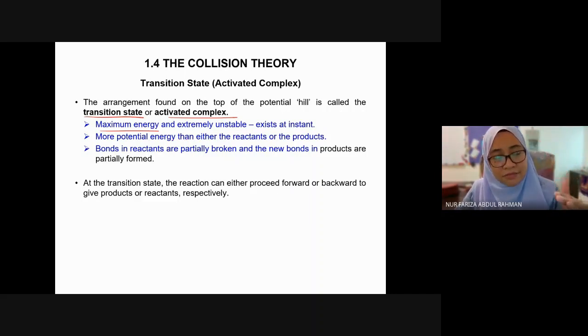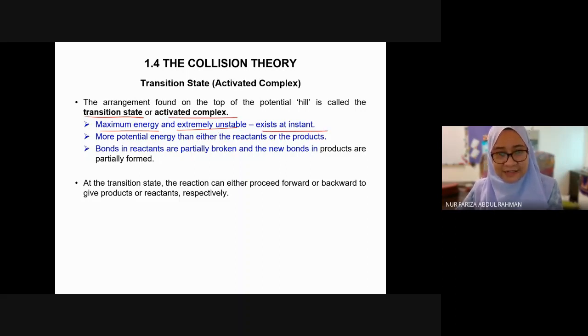Kalau dah maximum, that means it is extremely unstable. That's why nama dia transition state. Dia hanya present sekejap saja. Okay, tapi dia kena ada. Dia tak boleh tak ada. Dia kena lalu dia. It's just that dia hanya available or present only a short period before it can produce product.